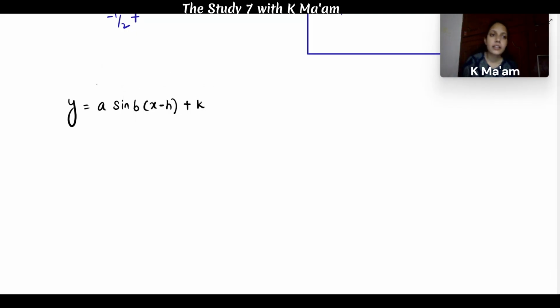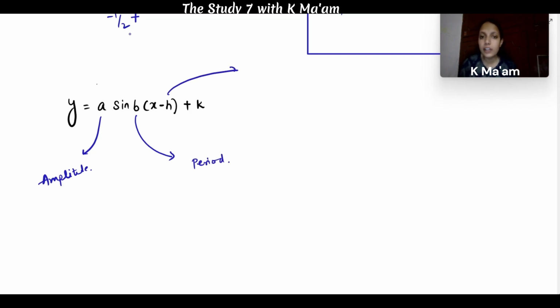Now, this will tell you amplitude. Just take the absolute value. That means this is used to find amplitude. This is used to find period. This will tell you how much your graph is shifted, left or right. This is also known as a phase shift, or you can just say horizontal shift, left or right. If h is positive, like x minus 1, then it is a 1 unit right shift. If x plus 1 is there, so h is negative, so the function is shifted 1 unit left.